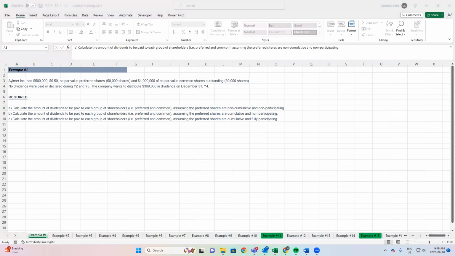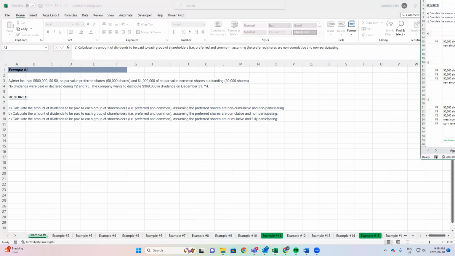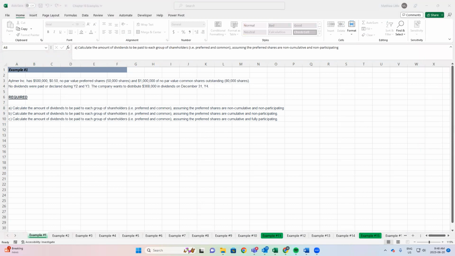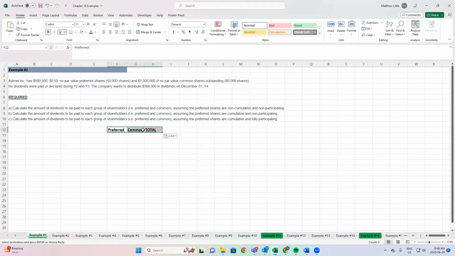So what we need to do, let's set up a little schedule here. So we have our preferred and common allocation. This is item A, and this is all year 4. It's non-cumulative, which means there's nothing to do with year 2 and 3. They're passed, they're never declared. We don't have to worry about it.